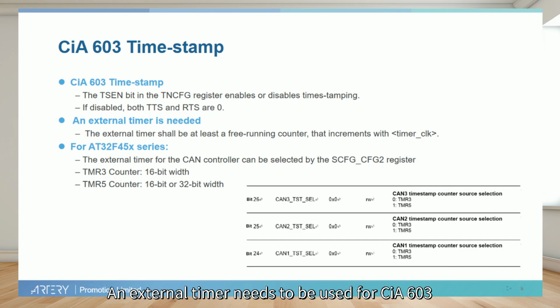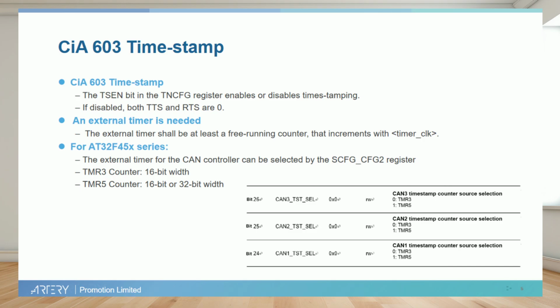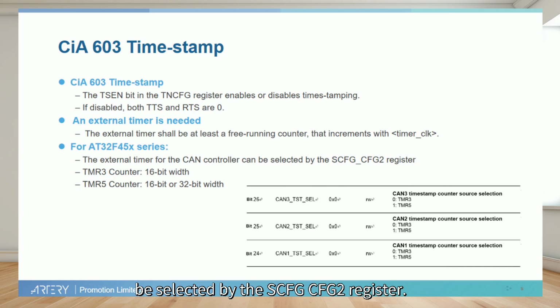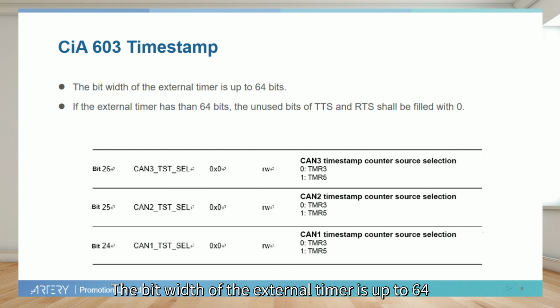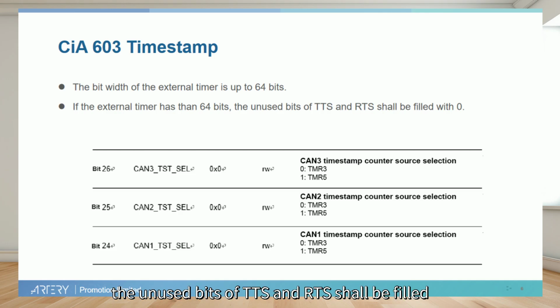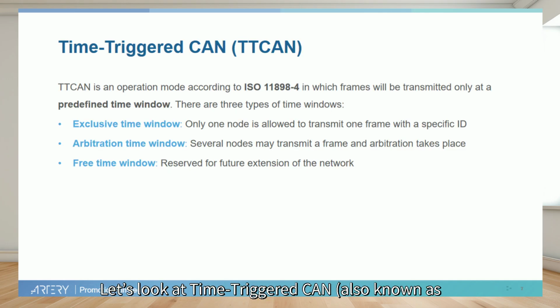An external timer needs to be used for CiA 603 time stamping. The external timer shall be at least a free running counter that increments with timer_CLK. For our AT32 F45X series, the external timer for the CAN controller can be selected by the SCFG_CFG2 register. The bit width of the external timer is up to 64 bits. If the external timer has less than 64 bits, the unused bits of TTS and RTS shall be filled with zeros. Let's look at time-triggered CAN, also known as TTCAN.